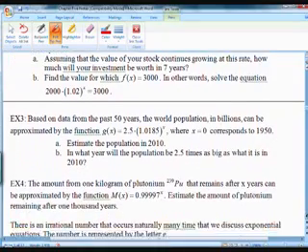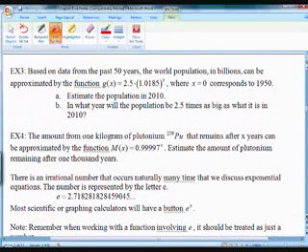Example 3 says, based on the data from the past 50 years, the world population in billions can be approximated by this function, where x equals 0 is 1950. Estimate the population in 2010. If x equals 0 is 1950, then for the year 2010, x will equal what?